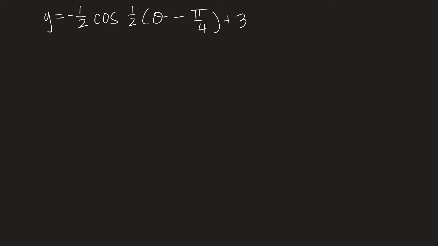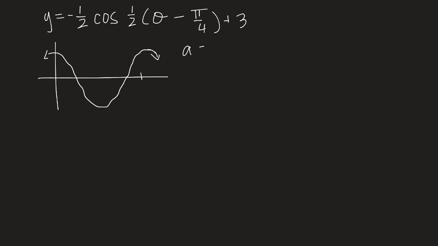Okay, so let's identify a, h, and k. And actually first I'm just going to sketch a little cosine function, what the parent would look like. So it's the one that starts high, goes low, goes back up, and then this just keeps repeating over and over again.